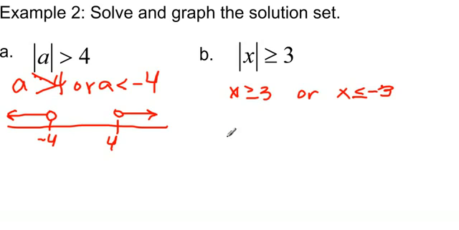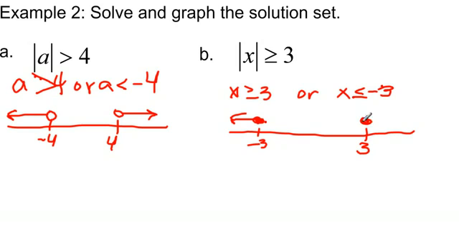Let's take a look at the graph. Here's negative 3. We're going to use a closed dot on negative 3. Because of the symbol, it has an equal to sign underneath. This says x is less than or equal to negative 3. Less than means shade to the left. Over here is positive 3. This first inequality says x is greater than or equal to positive 3, so closed dot there, shaded to the right.